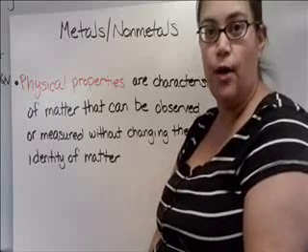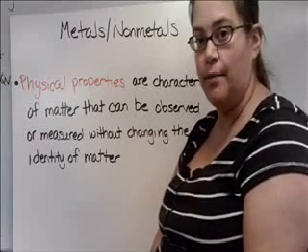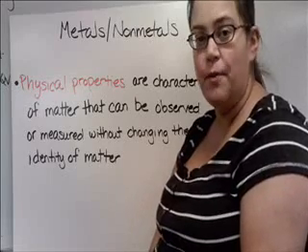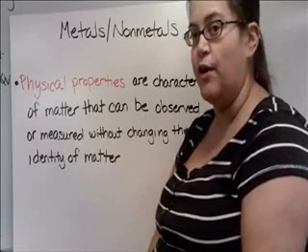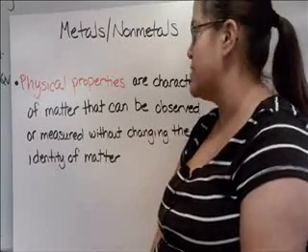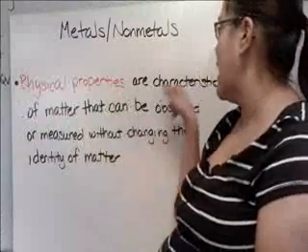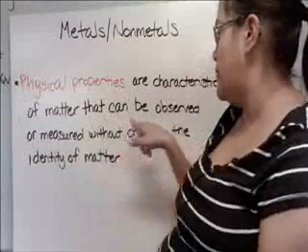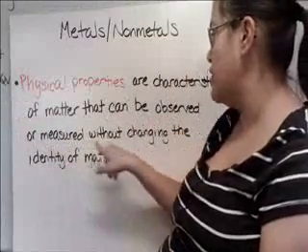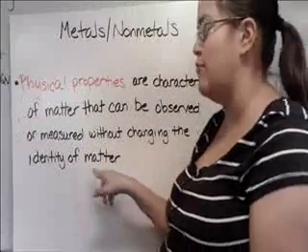Okay, so in today's video, we're going to be talking about metals, nonmetals, and metalloids, their physical properties, and where they can be found on the periodic table. So first things first, physical properties. A physical property is a characteristic of matter that can be observed or measured without changing the identity of matter.